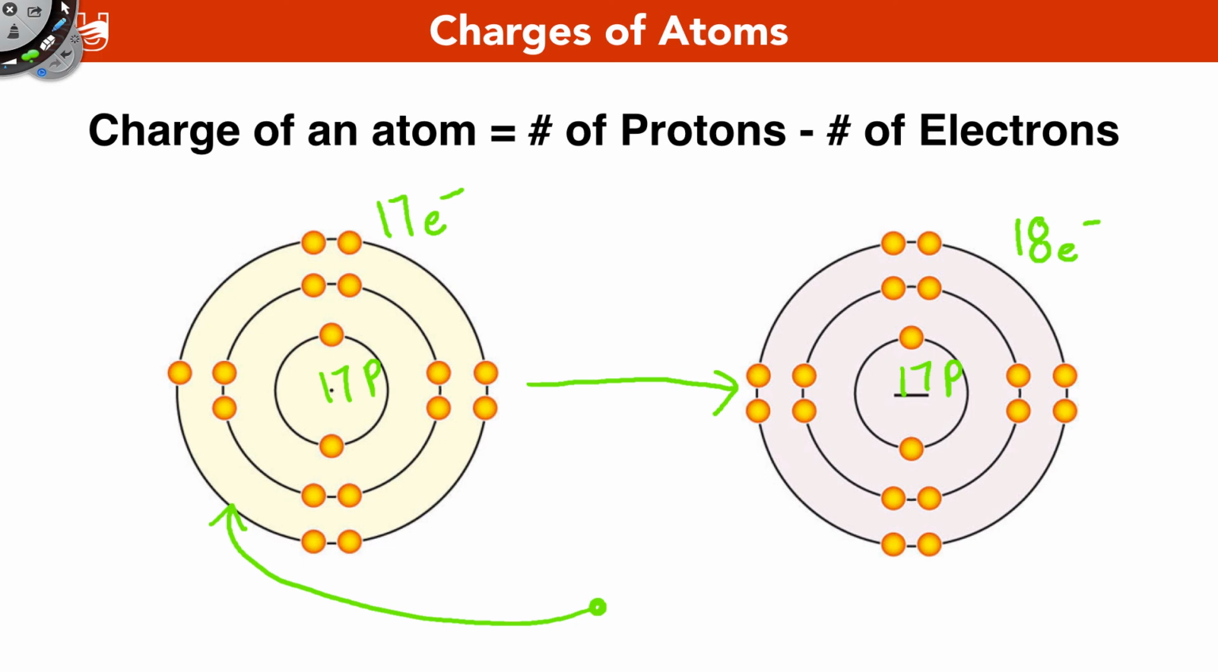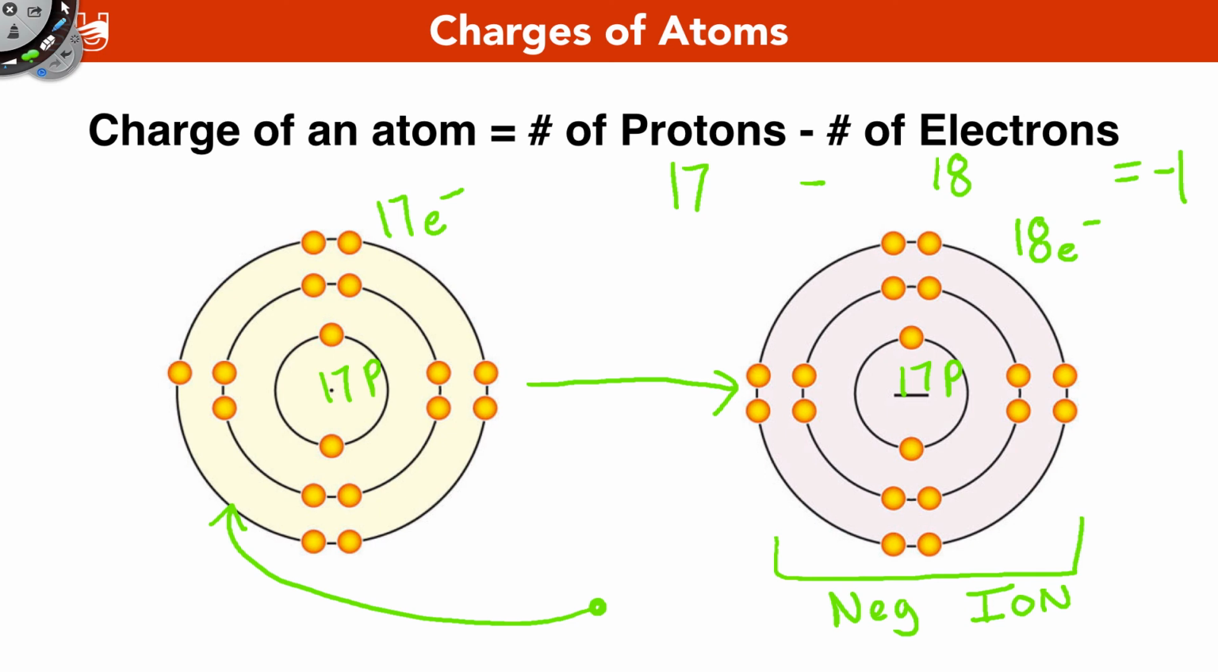Okay? So let's do the math here. We have 17 protons, right? How many electrons do we have? 18. What is 17 minus 18? Well, it's -1, right? So 17 minus 18, do the math on that, you get -1. So what we have on the right, this purple diagram here, this is an ion. But what kind of ion is it? Is it a positive ion or a negative ion? Well, this is a negative ion. Why is it negative? Because it has more electrons than protons.